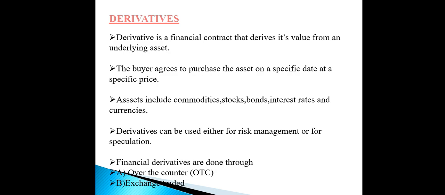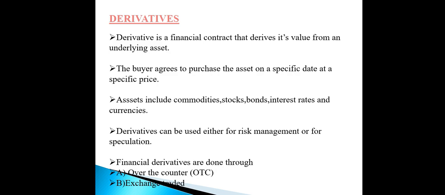The buyer agrees to purchase the asset on a specific date at a specific price. Here, in the example of the farmer and wholesaler, they enter into a contract. Assets include commodities, stocks, bonds, interest rates, and currencies. There are various derivative instruments. We look at the type of commodity derivative under agricultural derivatives. Derivatives can be used either for risk management or for speculation. I hope you have understood this point already.